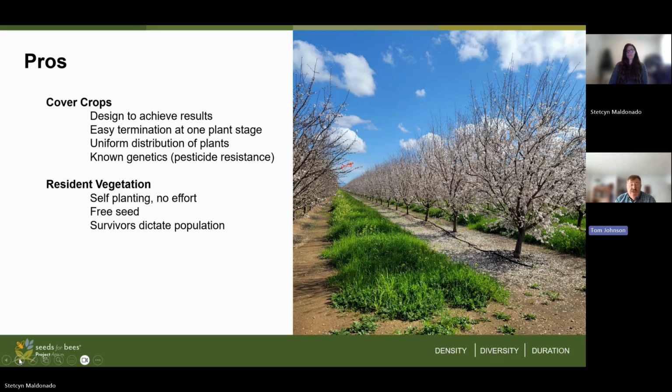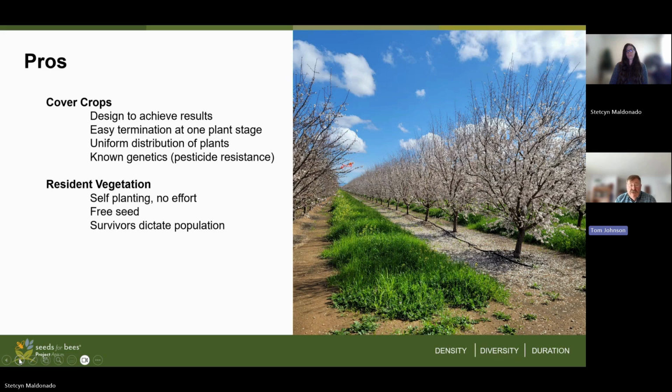And the thing with resident vegetation, at least starting out, it's self-planting. There's no effort involved in this. Of course, that makes it simple, easy. It's free seed. But what happens is the survivors kind of dictate what you're going to have out there. So a lot of times I've heard of people say, where'd that weed come from? I've never seen it before. Well, that seed was there all along. It's just it happened to be a year that it's going to express. And if it wasn't in your deck of cards of what I got to control, it may turn into a bigger problem than you thought it was.